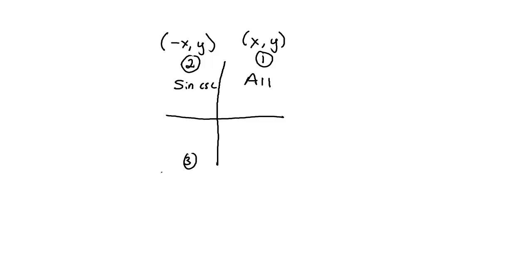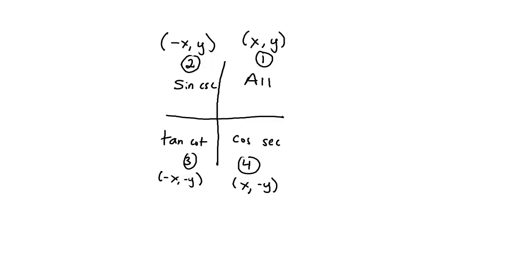In the third quadrant, both your x's and your y's are negative. If they have both, the two negatives are going to cancel each other out. So that gives us tangent and its reciprocal, cotangent. And finally, in the fourth quadrant, only your y's are negative, so whatever has a y is going to be negative. That means cosine and its reciprocal are the only ones that are not negative.